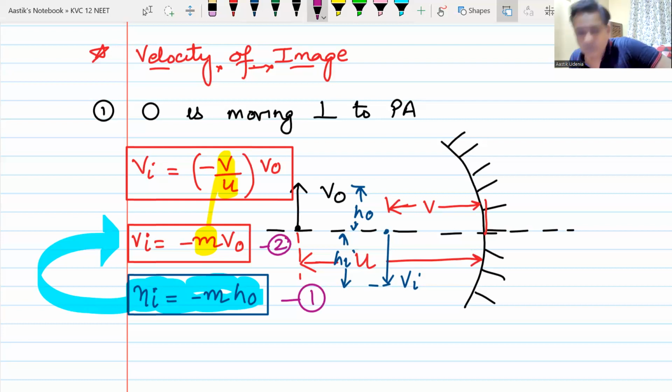Do you understand this? Yes, sir. So just remember, if the object is moving perpendicular to the principal axis, velocity of image is minus M times the velocity of the object. Have you noted down this? Yes, sir.